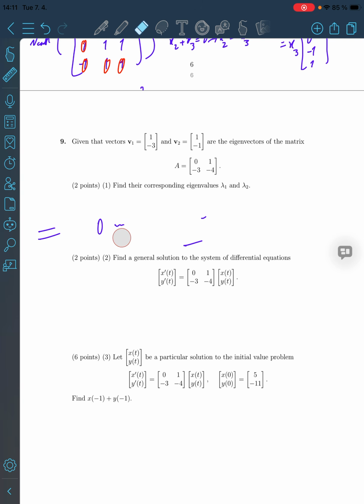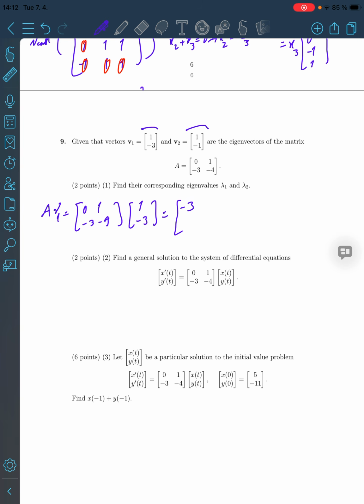Question number 9 is also another application of eigenvalues to differential equations when the eigenvalues are real, in fact. So to do that, okay, you are given a matrix. Fortunately here you don't have to compute the eigenvectors. The eigenvector is already given. But you have to compute the eigenvalue, which is much easier. So let's compute A V1. If you compute A V1, here you have 0, 1, negative 3, negative 4. V1 is 1, negative 3.